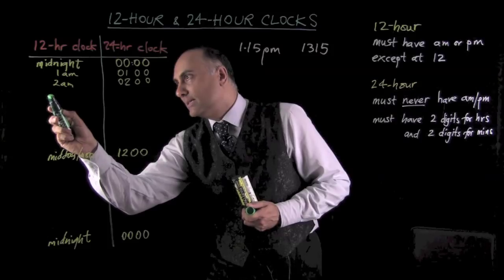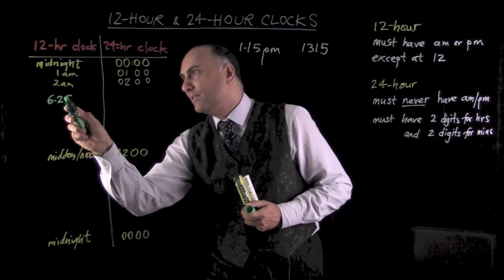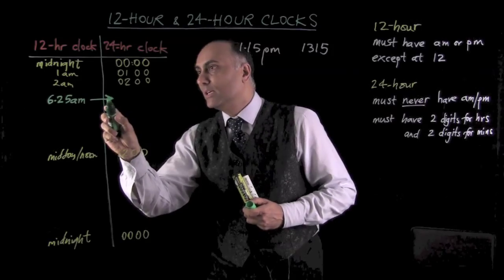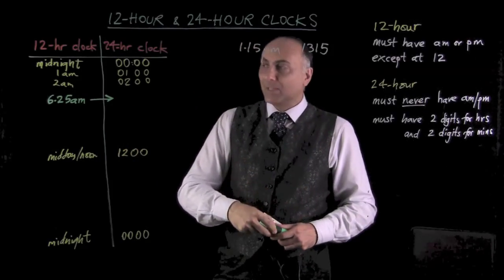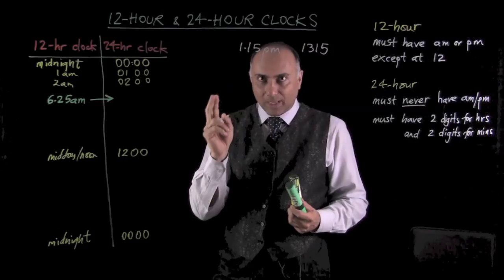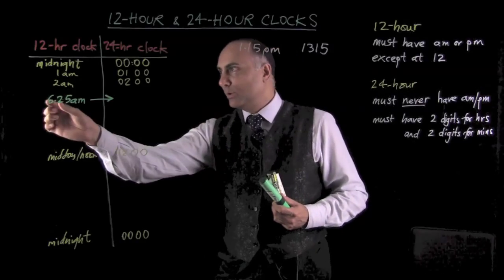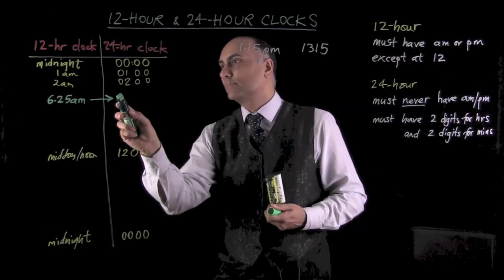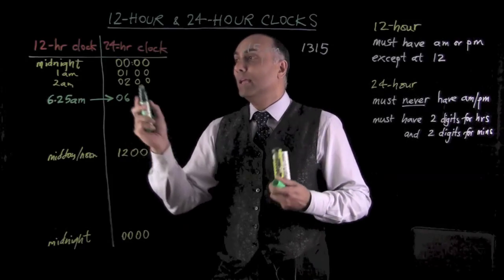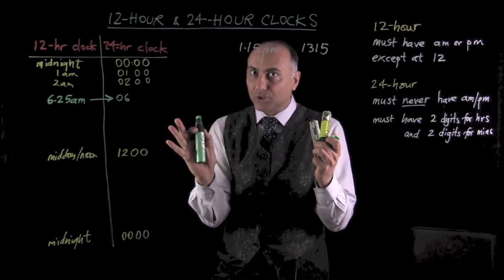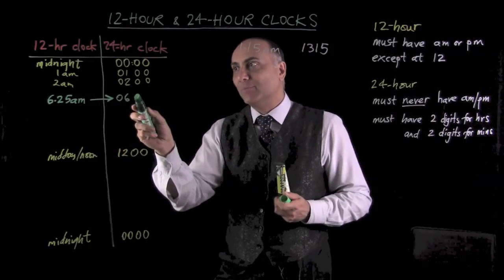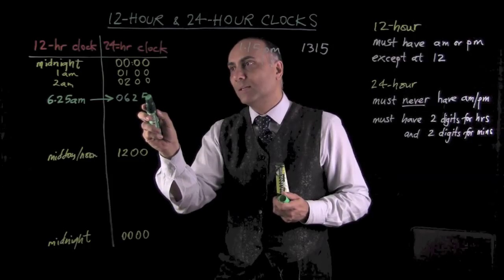6:25 would be 6:25 a.m. Now I want to convert that into the 24-hour format. This is what it would look like. Well, first of all, I must have 2 digits for the hours. So although it's only 6, I must write 06. And the minutes don't change whether you're converting this way or that. It's still going to be 25 minutes, so it's 0625.